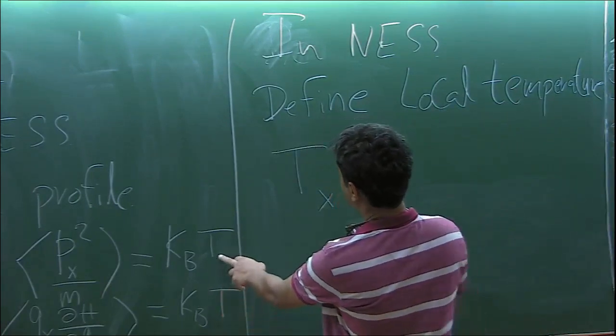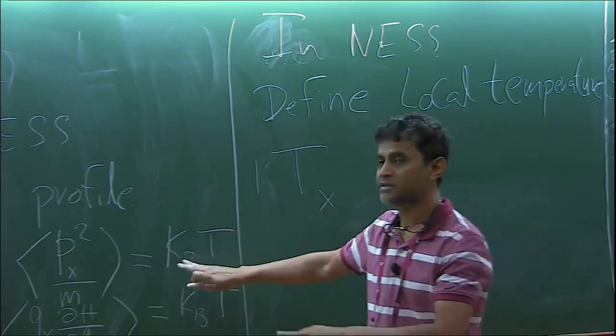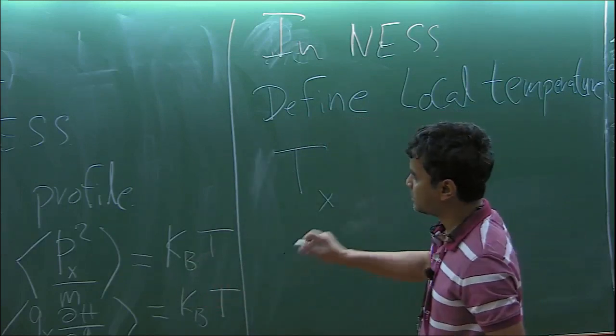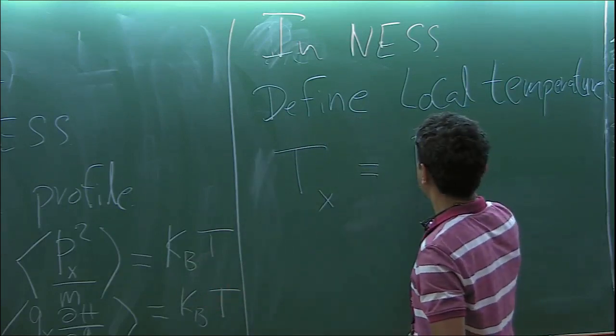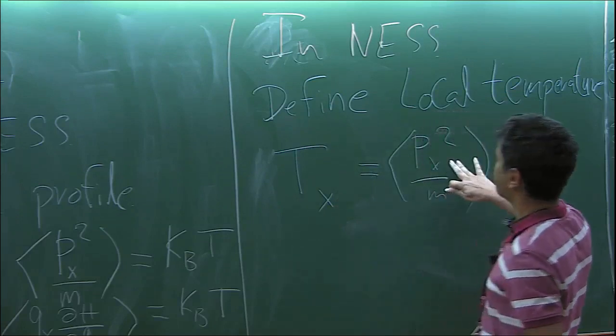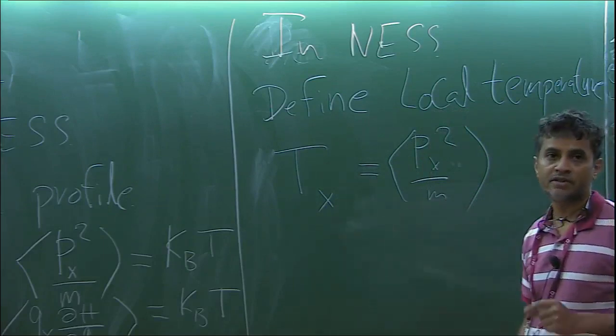So from now we'll set the Boltzmann constant equal to 1, so k_B is 1. So temperature is just p_x squared by m. We can still measure this quantity, the local kinetic energy at each site, and that should give us the local temperature.